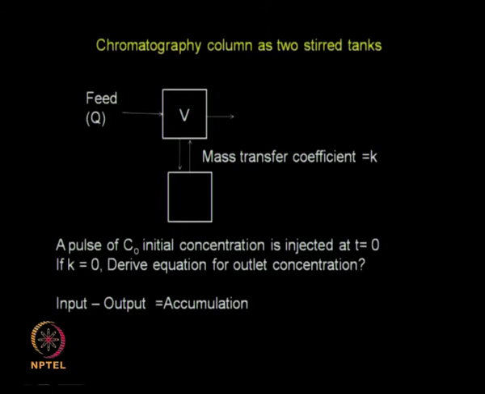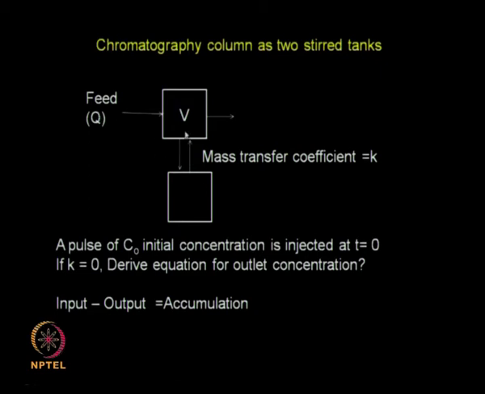Now let us look at another approach where you are trying to model the chromatographic column like two stirred tanks. So you have a stirred tank of volume V and there is another tank, but the feed is entering the first tank and the product is going out from the first tank only, but there is a mass transfer or a flow of solute in and out between the first and the second tank, they are connected like this, okay. So the feed is entering only the first tank and the product is going out only from the first tank, and the volumetric flow rate of the feed is Q.